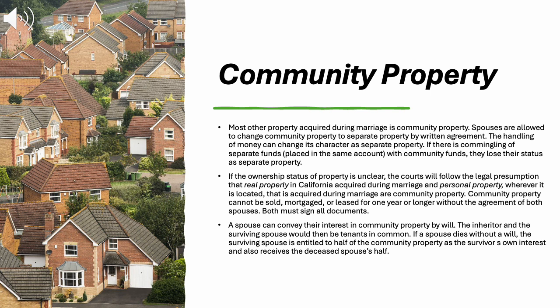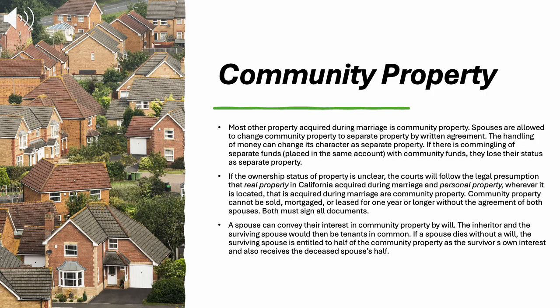If the ownership status of property is unclear, the courts will follow the legal presumption that real property in California acquired during marriage and personal property, wherever it is located, that is acquired during marriage, are community property. Community property cannot be sold, mortgaged, or leased for 1 year or longer without the agreement of both spouses. Both must sign all documents.